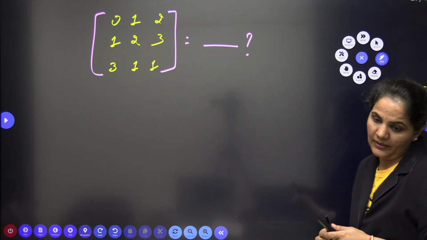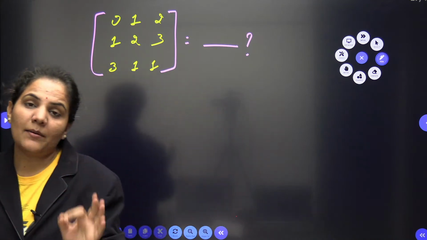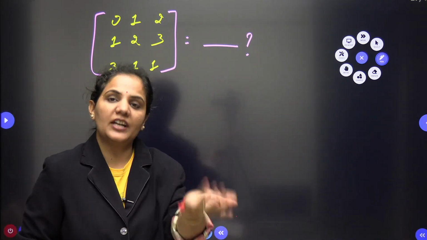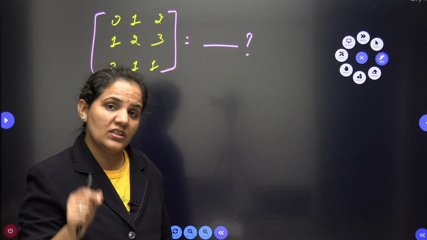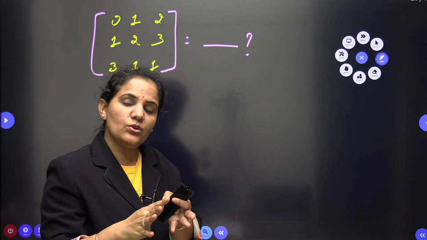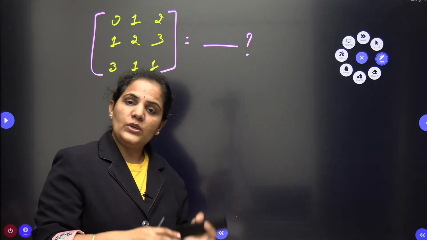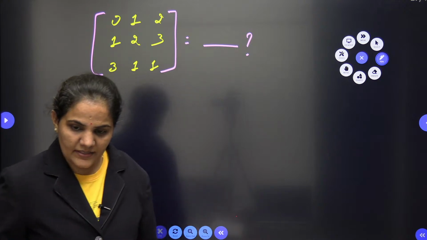With the new method. So now I am going to tell you, dear children, the determinant of a 3 cross 3 matrix with the trick. This is only and only for a 3 cross 3 matrix. Neither can you use the method which I am going to tell you in 2 cross 2, nor can you use it in 4 cross 4. This is only and only for a 3 cross 3 matrix.